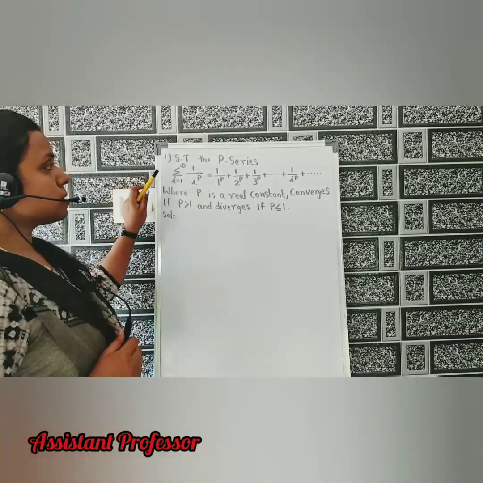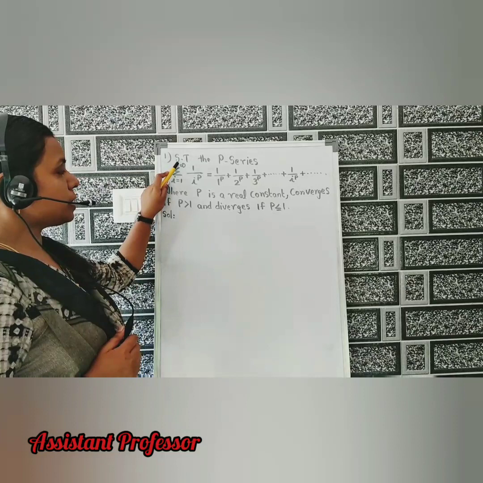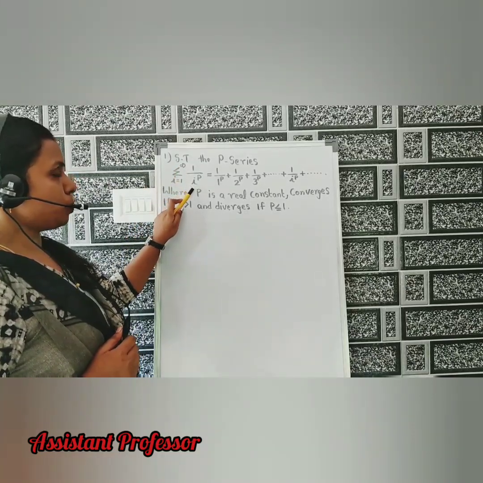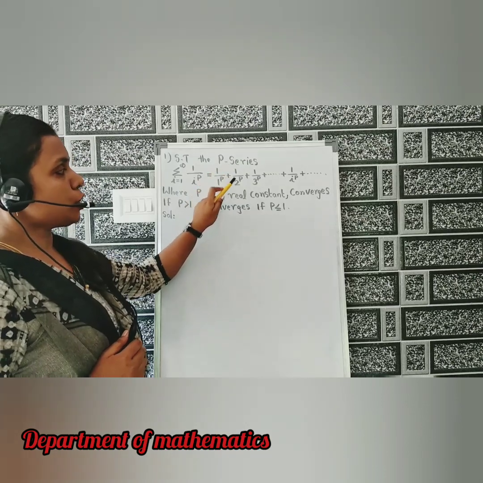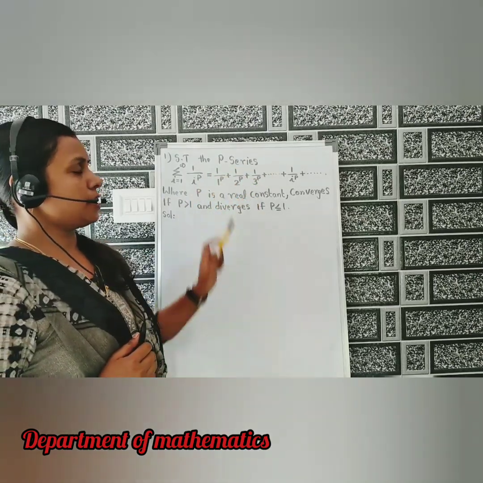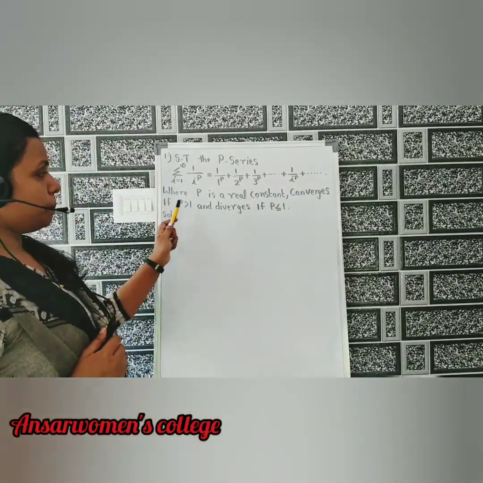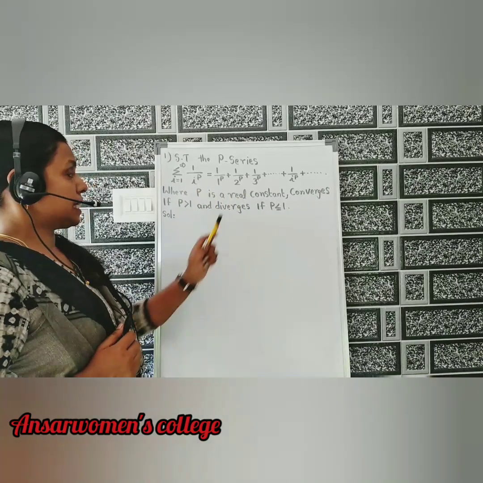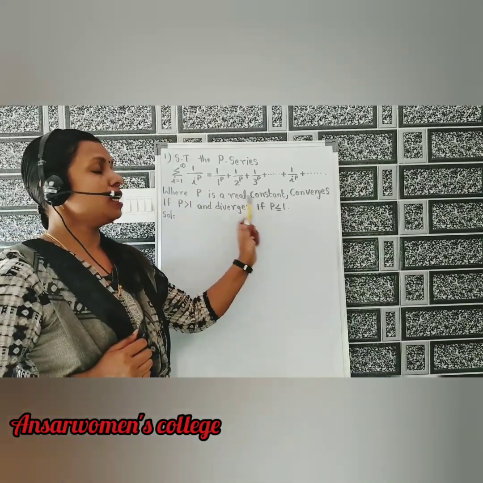The problem is, show that the P series, sigma i running from 1 to infinity, 1 by i raised to P, equal to 1 by 1 raised to P plus 1 by 2 raised to P plus 1 by 3 raised to P plus etc. plus 1 by i raised to P plus etc., where P is a real constant, converges if P greater than 1 and diverges if P less than or equal to 1.